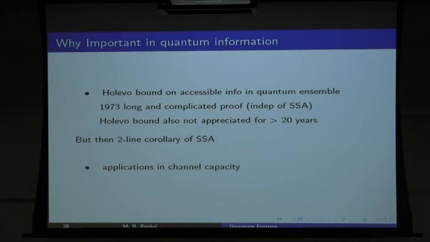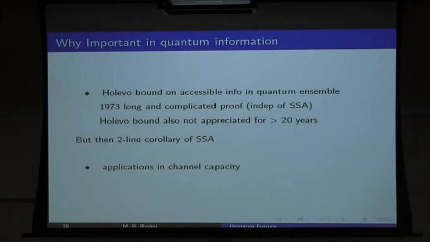I want to mention one, something called the Holevo bound, which I won't explain for people who don't know it. But Holevo proved this. He gave a very long and complicated proof. Again, like Ullmann, he was working alone in Moscow, and he didn't know anything about strong subadditivity. It hadn't been proved yet. And it was a brilliant piece of work, which was also not appreciated for over 20 years.